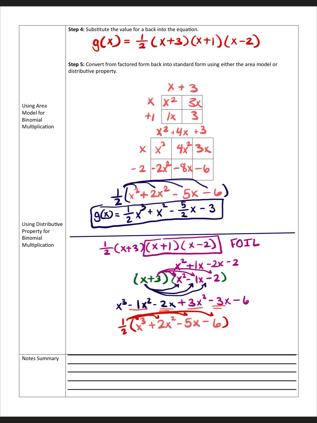All right. So that's going to give me 1/2 x cubed. And then half of 2x squared would be x squared. Half of negative 5x would be negative 5 over 2x. And then half of negative 6 would be negative 3. And again, this is my g of x equals, and I'm done. So I got the same answer for the area model, converting from factored to standard form, as I did with distributive property, okay?